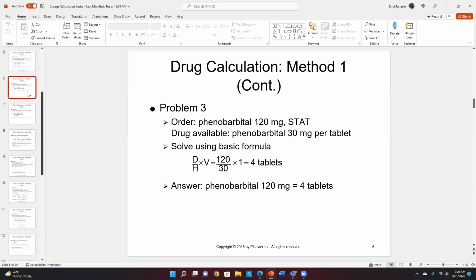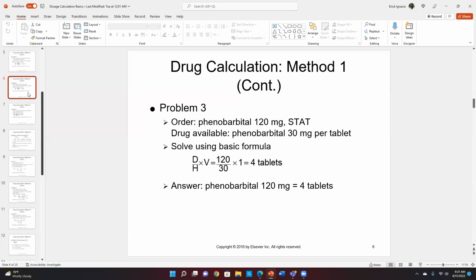Let's do a third problem. We're still using the formula. Okay, we're doing method 1. So we have ordered phenobarbital 120 milligrams stat. Stat means I must give this medication right away. The drug that is available is phenobarbital, 30 milligrams per tablet.